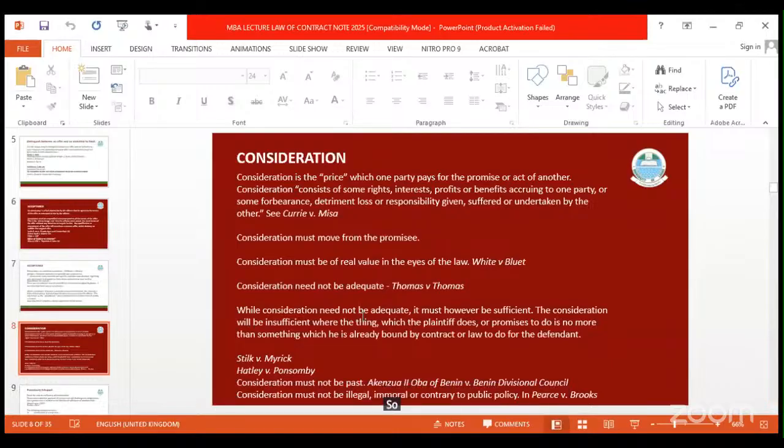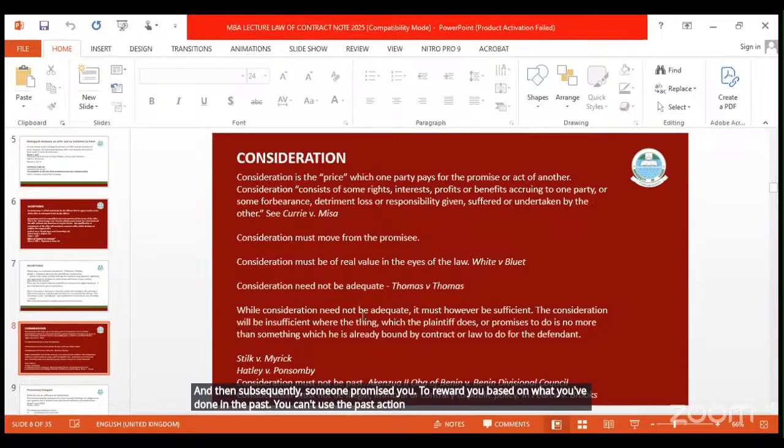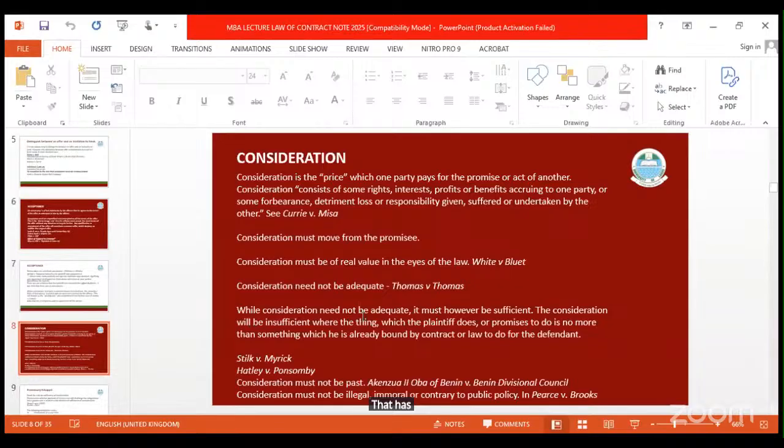So if I've done something in the past for which there was no promise made to you in return, and subsequently someone promised to reward you based on what you've done in the past, you can't use the past action to claim consideration for a subsequent promise that has no link with the past, things like that. And that's what happened in the case of Kenswa to about Benin Divisional Council, which I expect you to go and look at. Of course, also consideration must not be illegal, immoral, or contrary to public policy.